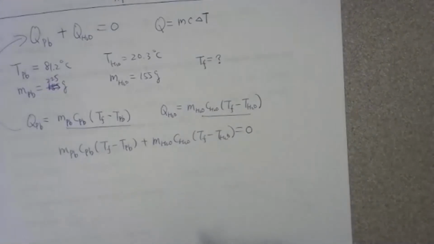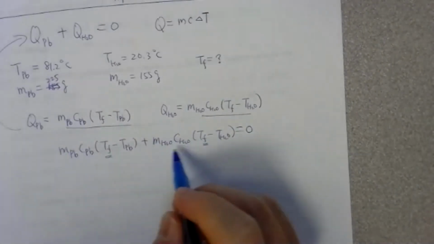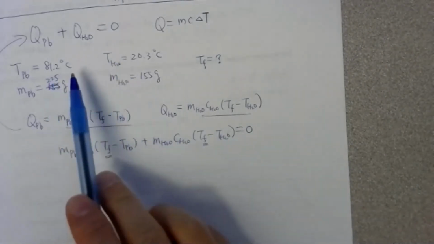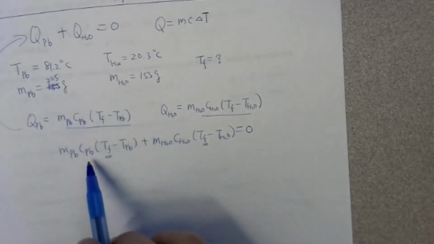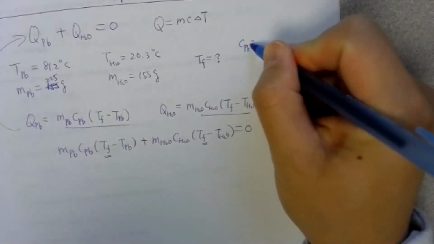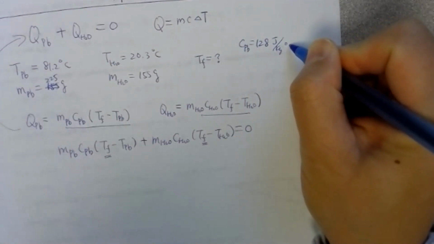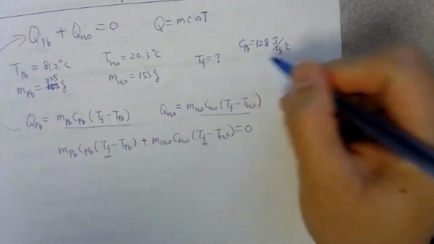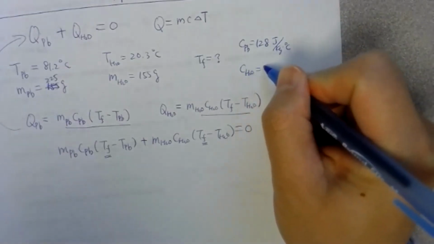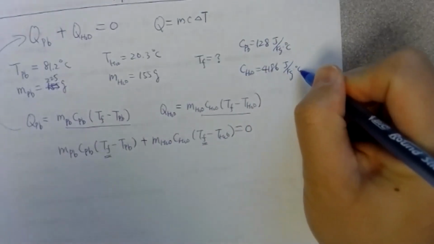The only unknown here would be just the T final, all right? The rest of the quantities are given. Temperatures are given, masses are given, and specific heat capacities are also given. So C Pb is 128 joules per kilogram times Kelvin. I'm going to just change it to degrees Celsius because Kelvin and degrees Celsius are the same scale. This is 4186 for water, right?